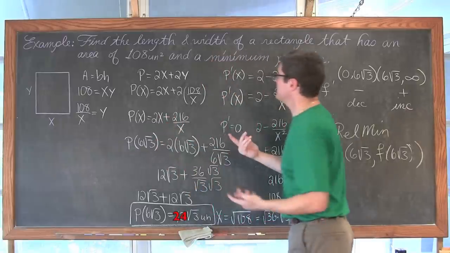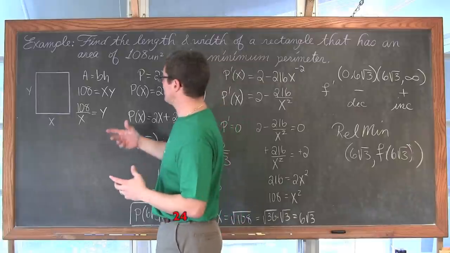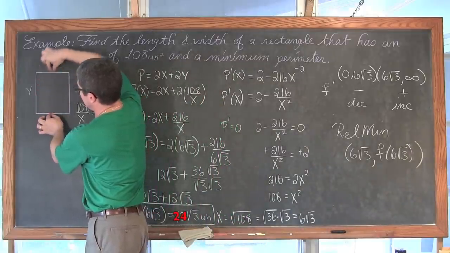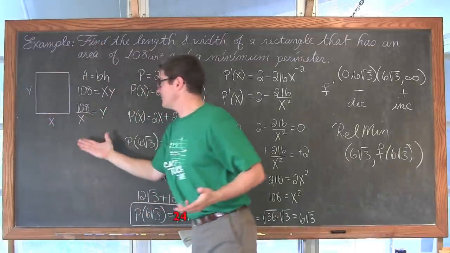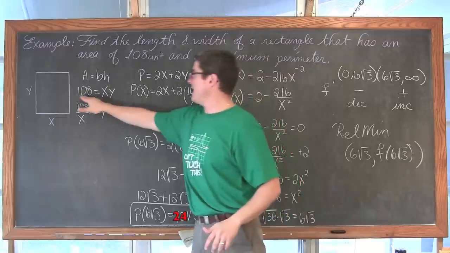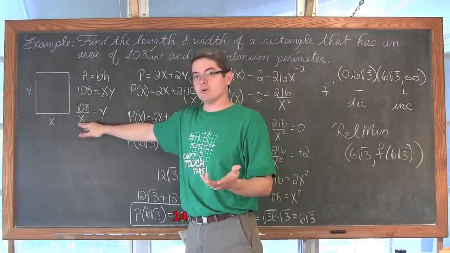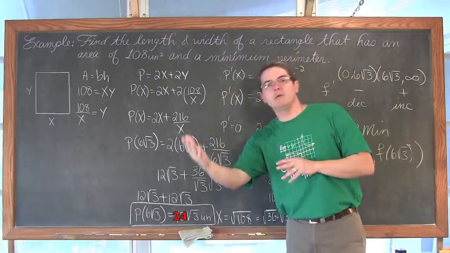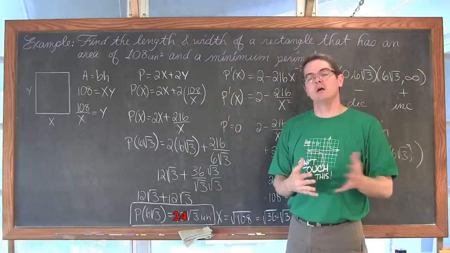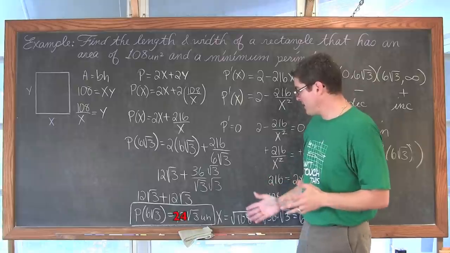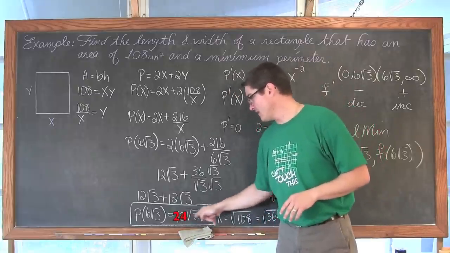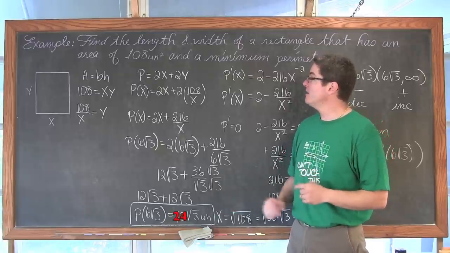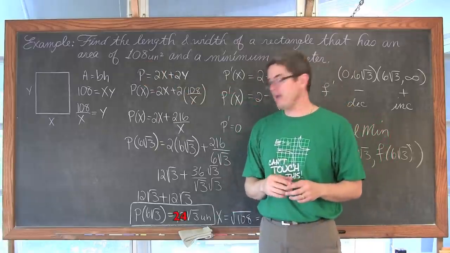And does that really make any sense, though? We see here that as we let x approach zero, that's going to become infinitely tall. And actually, the function here for area being 108, I can't let x equal zero, right? It becomes undefined. So we don't need to test the minimum and maximum values of our reasonable domain. And we can be assured that this 12 square root of 3 square units is our minimum perimeter that is going to hold this area of 108.